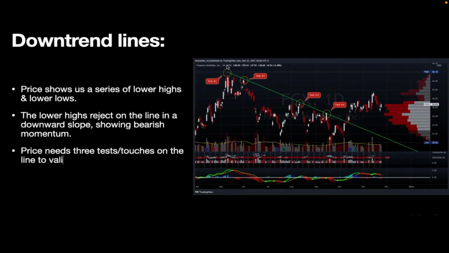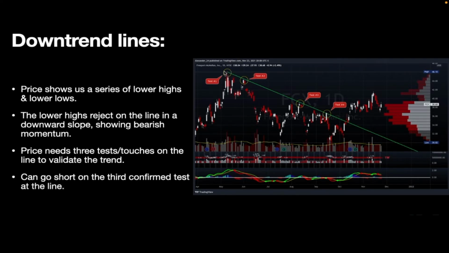And same thing with uptrend lines: price needs 3 tests and touches on the line to validate the trend. I'll go ahead and touch on that here. So you have 1 test, 2, 3, 4.